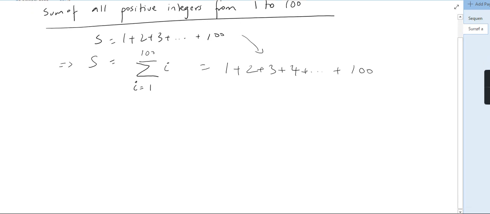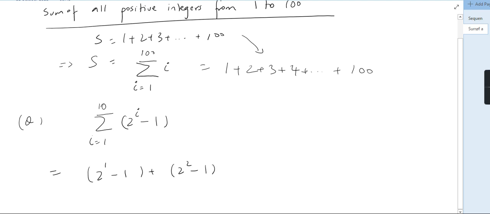Let's take some other example, as this was quite simple. Let's say we have to find the summation of i equals 1 to 10 of 2 to the power i minus 1. So how do we show this now? This is nothing but, we take i first as 1, so 2 to the power 1 minus 1, then 2 to the power 2 minus 1, then 2 cubed minus 1.